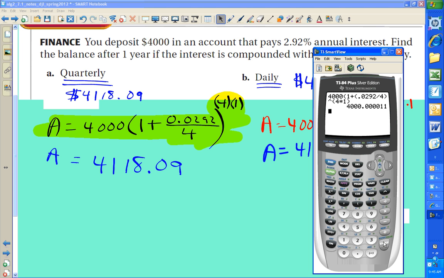Then hit enter and get it wrong. Oh, because I forgot to close my parentheses. This is what happened Friday. 4,000 after you guys left. One mistake after another. 1 plus, open parentheses, 0.0292 divided by 4. Close parentheses, then raise to the power of 4 times 1.